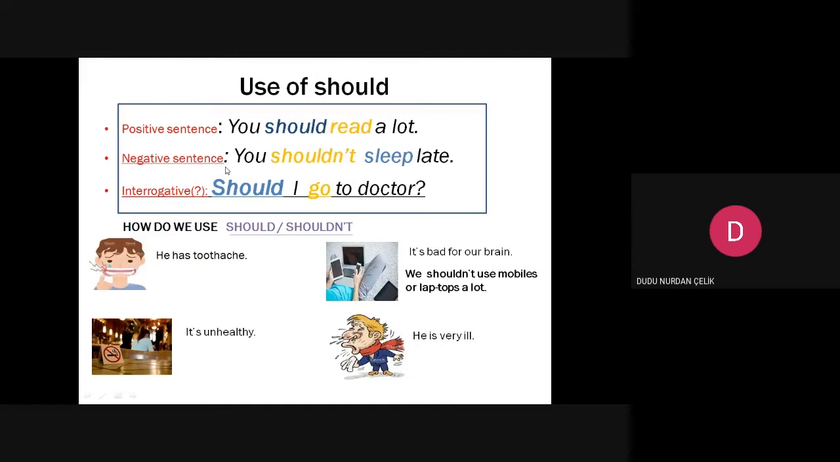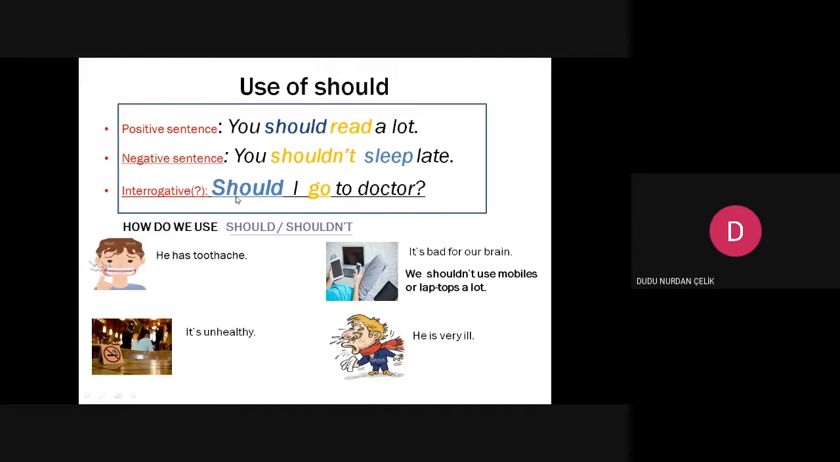When we make negative sentences, of course we use the negative addition, not, and we can say you shouldn't, or in long form you should not. You shouldn't sleep late. Sleep, again the main verb, doesn't take an addition. When we ask questions, the modal verb should is at the beginning of the sentence. Should I go to the doctor? Go, the main verb, has no addition, just the verb. Should I go to the doctor?